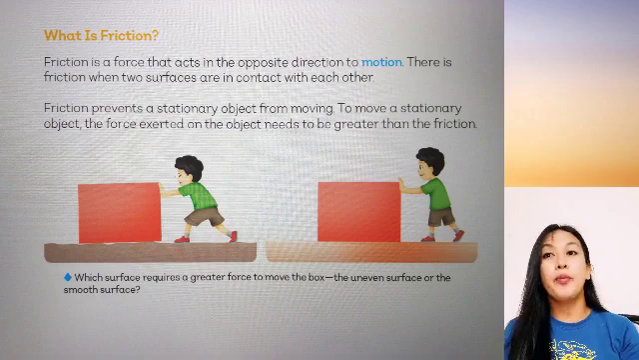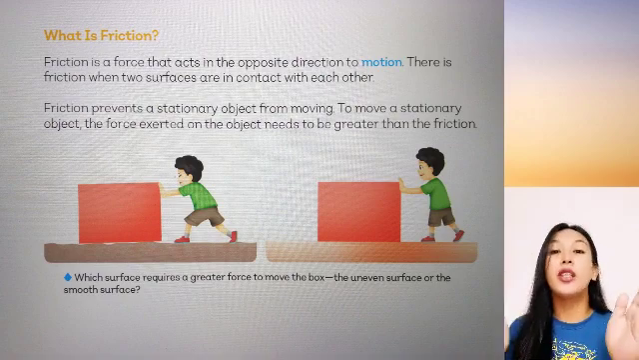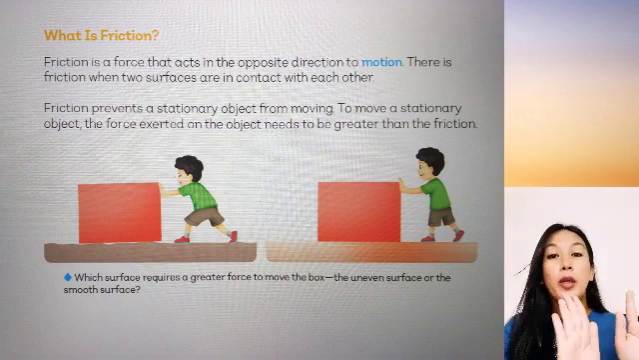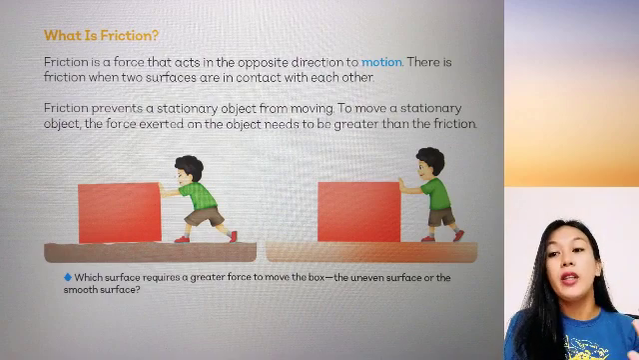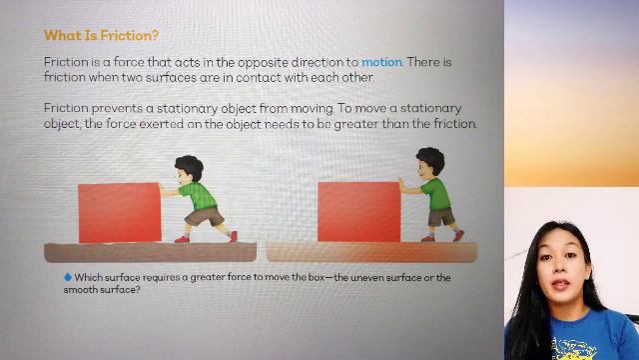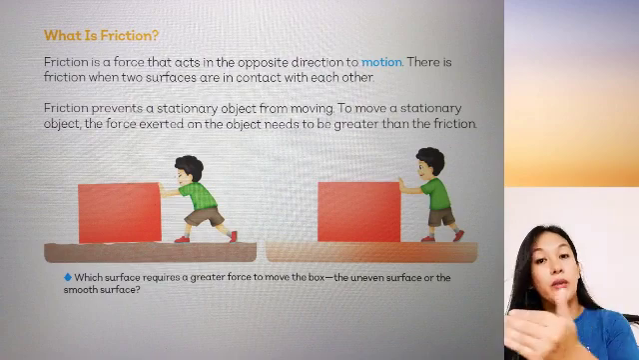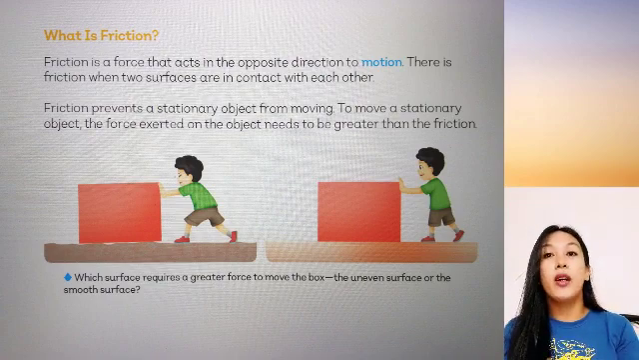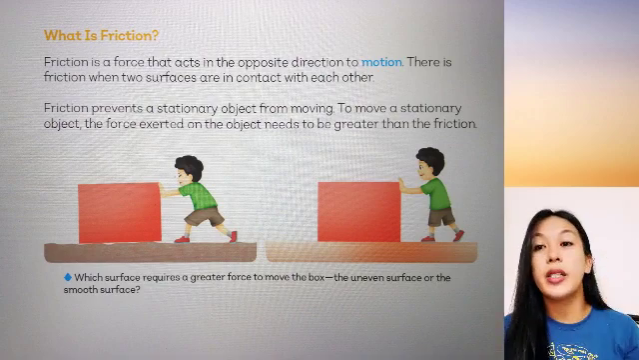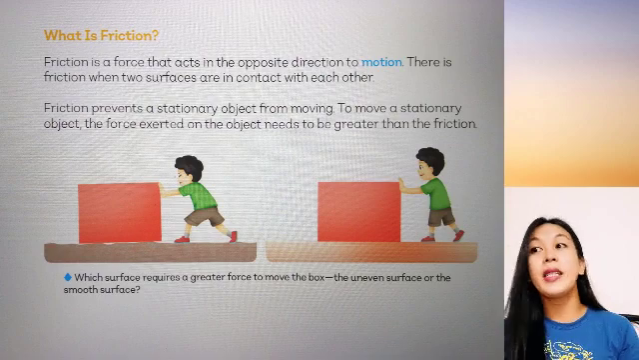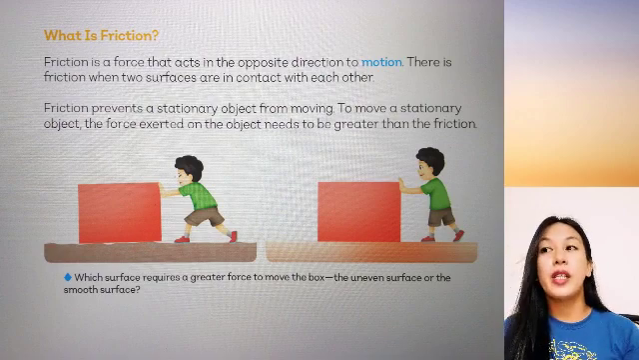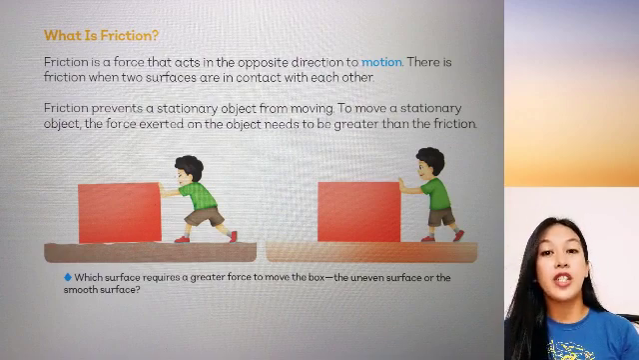So again, friction acts in the opposite direction of the motion. When you move a box to the left, the friction will go to the right. When the motion is going up, the friction is actually going down. So that is friction. And next, smooth surfaces have less friction than uneven or rough surfaces.